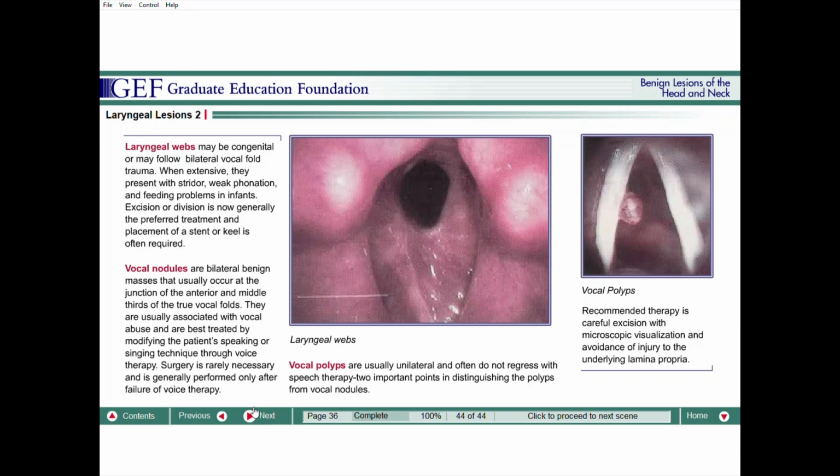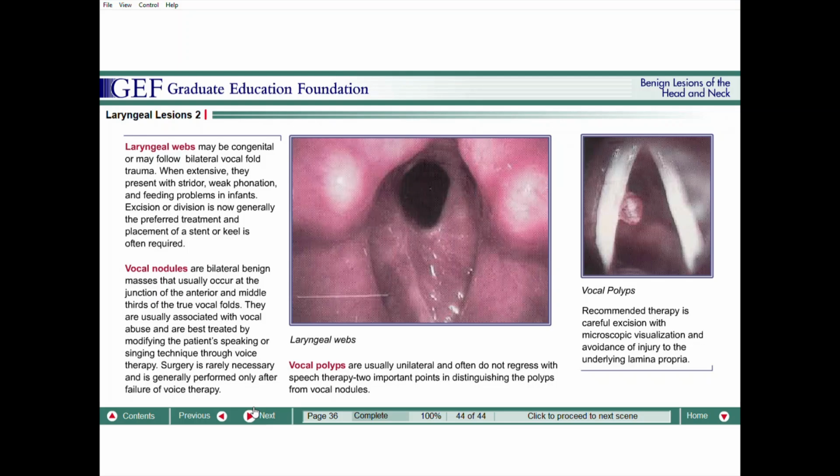Vocal nodules are bilateral benign masses that usually occur at the junction of the anterior and middle thirds of the true vocal folds. They are usually associated with vocal abuse and are best treated by modifying the patient's speaking or singing technique through voice therapy. Surgery is rarely necessary and is generally performed only after failure of voice therapy.